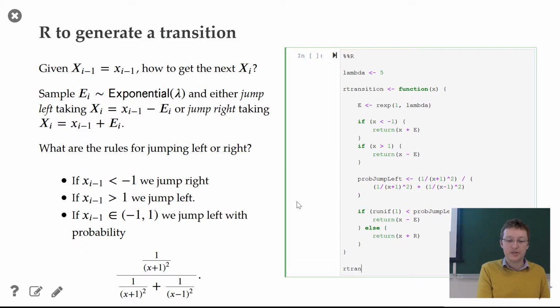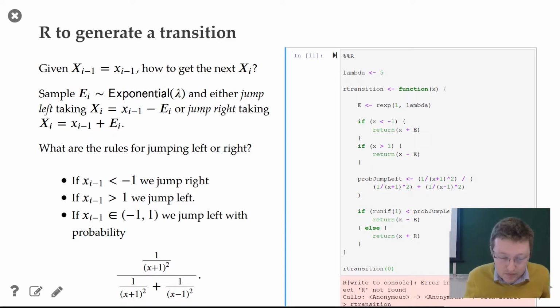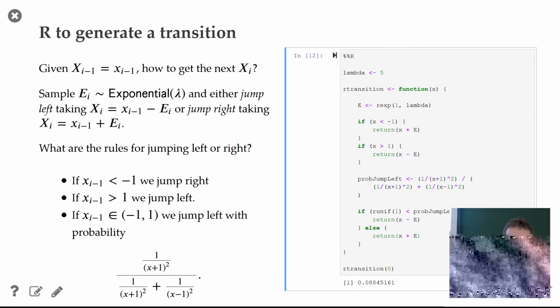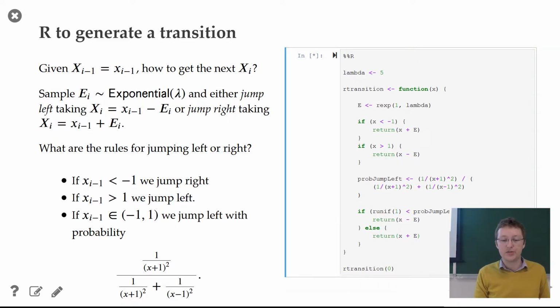So let's see, for example, what happens if I'm at 0. Oh yes, you're totally right. Around 0, I'm getting some positive values and some negative values. That seems fine. What about some huge number, like 100? I'm always getting numbers that are just under 100, so I'm jumping left. That seems to be working. And with a large negative number, I'm getting numbers greater than minus 100, so the code seems to be working.